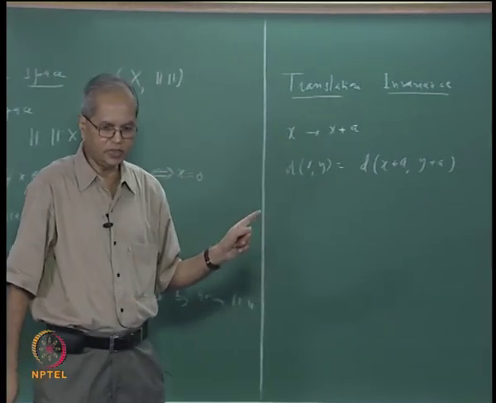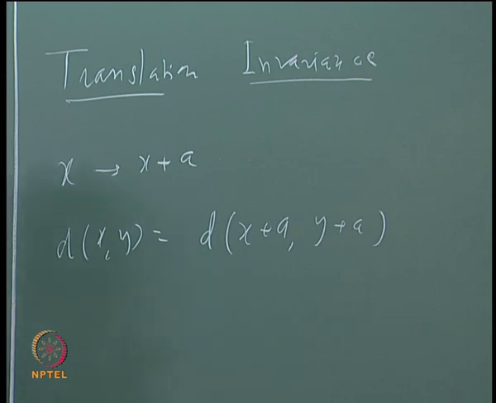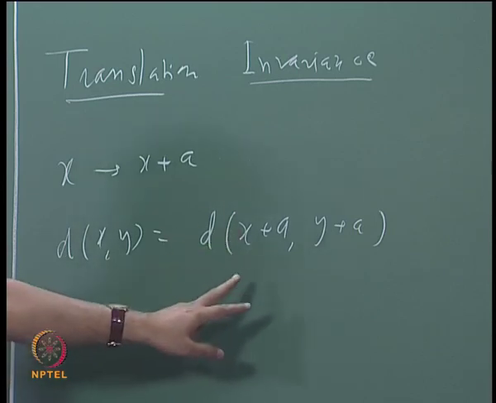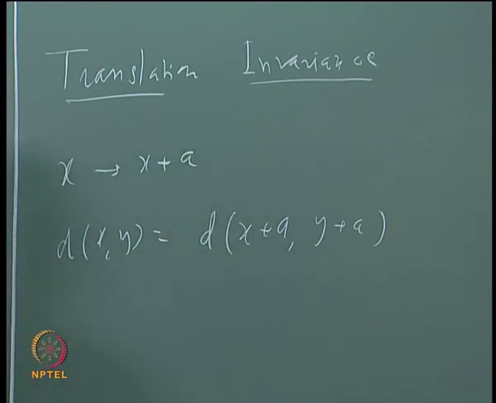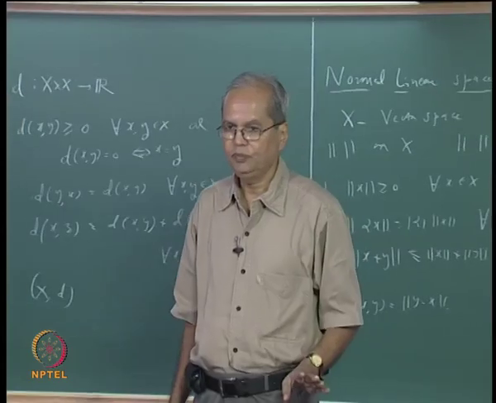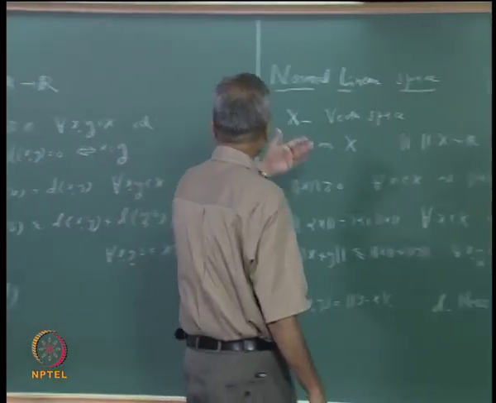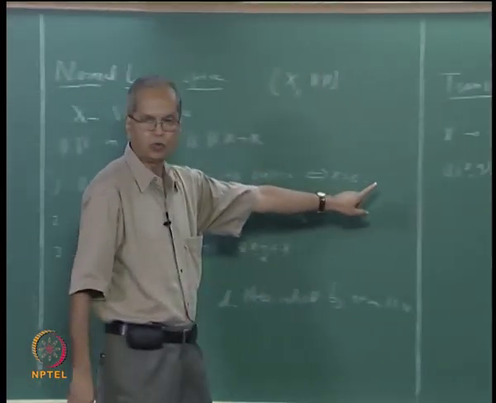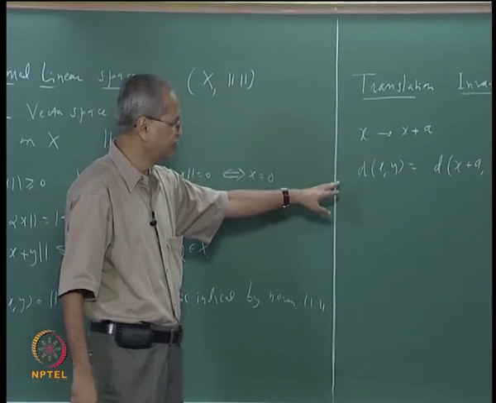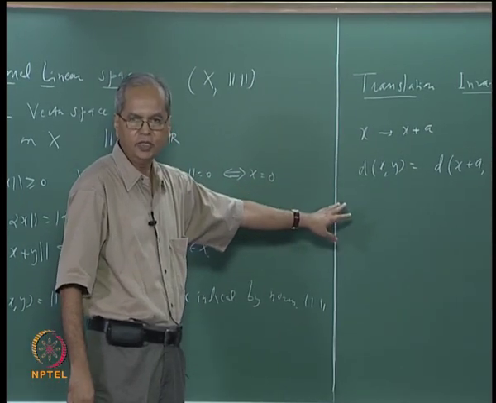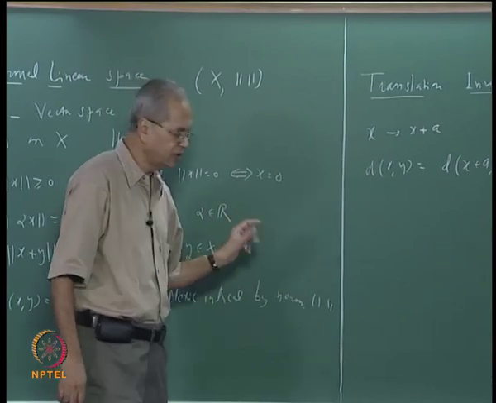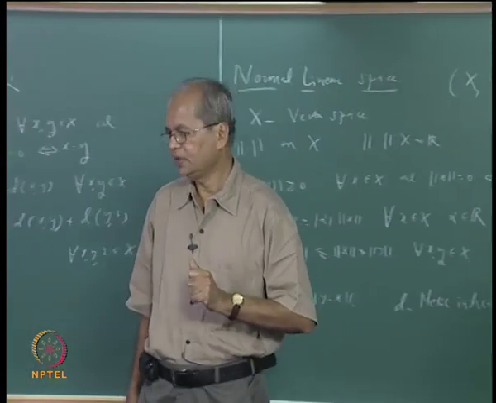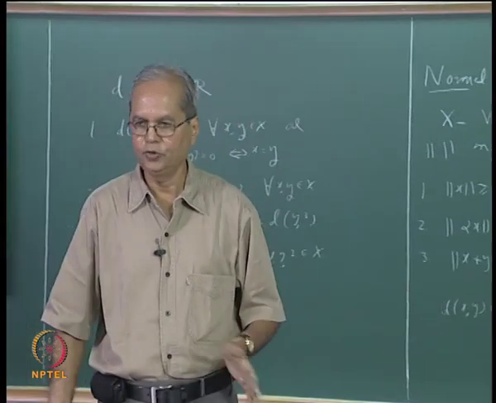So if a metric is induced by a norm, it has a property called translation invariance, that is, for any a, the distance between x and y is the same as the distance between x plus a and y plus a. This property may or may not be true of an arbitrary metric. For example, on a vector space you can also give a discrete metric, which may or may not satisfy this property. So it is possible that a metric may not be induced by any norm.